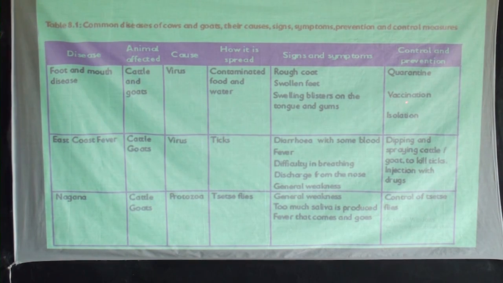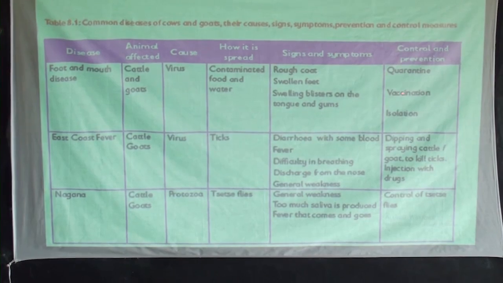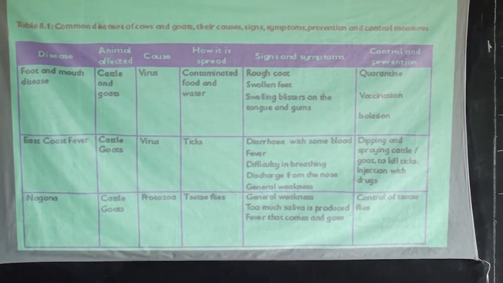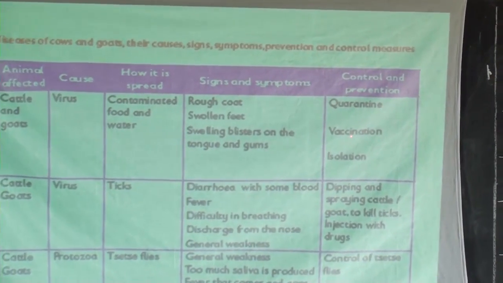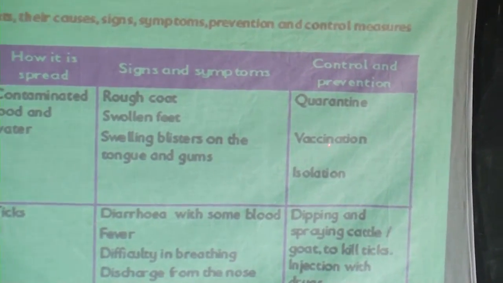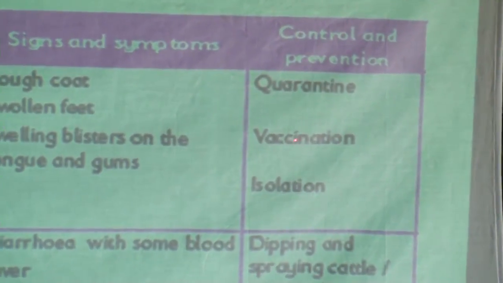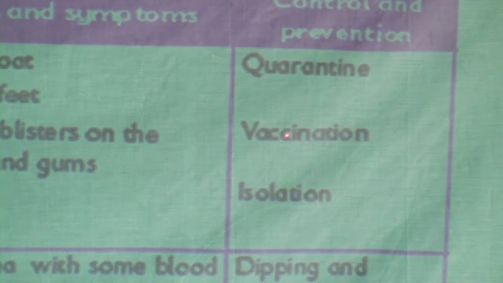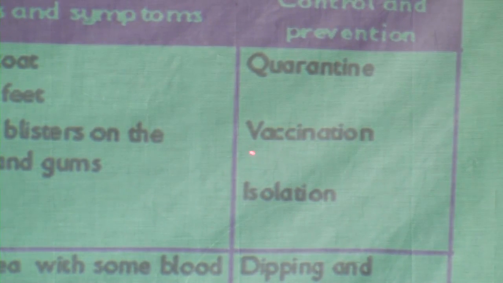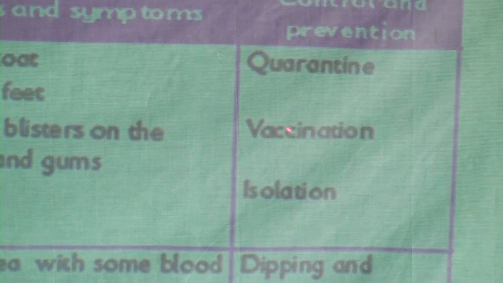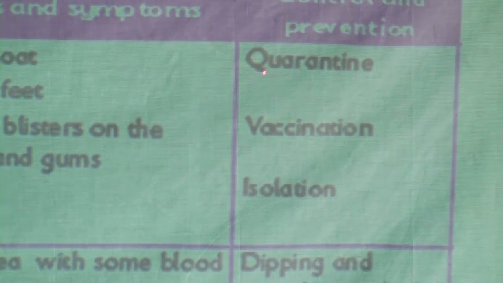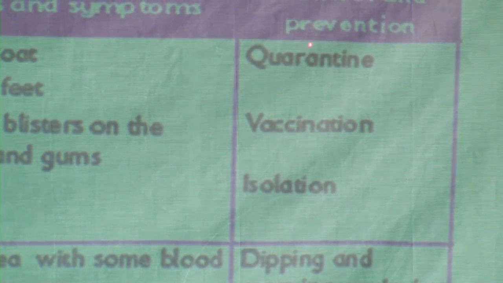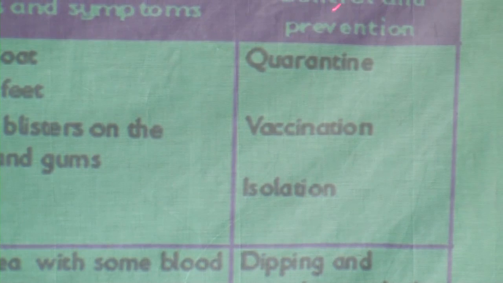Also, we can vaccinate animals. Vaccination is simply introducing drugs into animals' bodies to prevent the spread of disease. So why do we vaccinate? This increases immunity for animals to fight against diseases. Then isolation. This is similar to quarantine. So we can simply say quarantine or isolation. So this is the same.